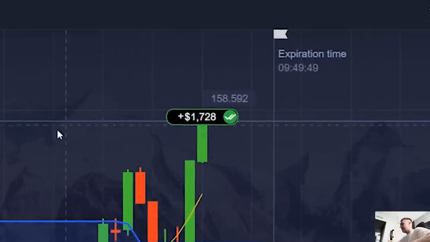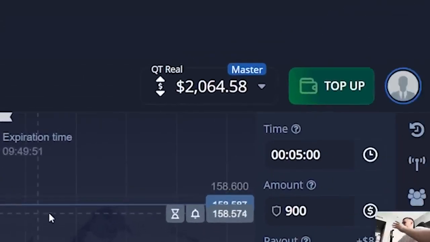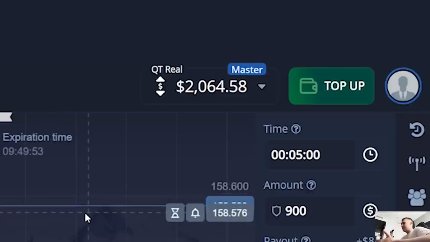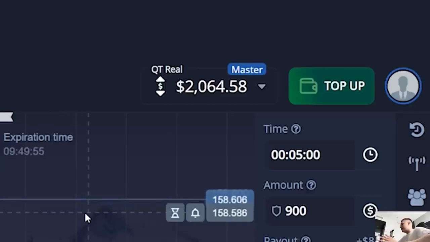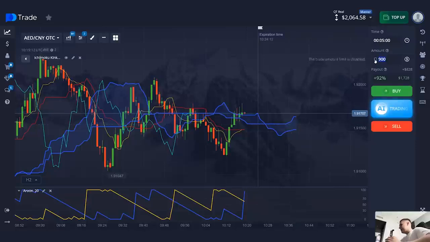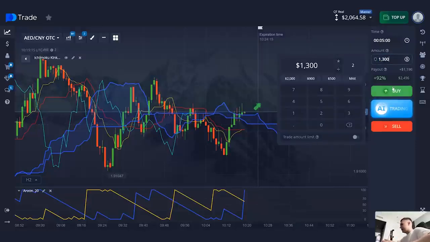$828 in net profit in 5 minutes. I have recovered the loss from the previous trade. It's a really cool result, but I haven't reached my goal for the day session yet. So let's move on. This channel was big 20 minutes ago, but now it looks small.